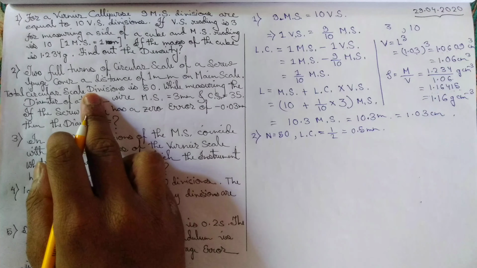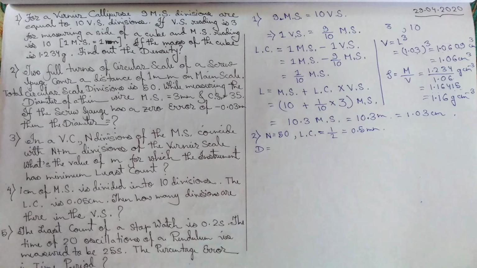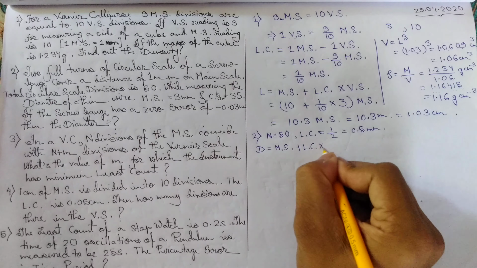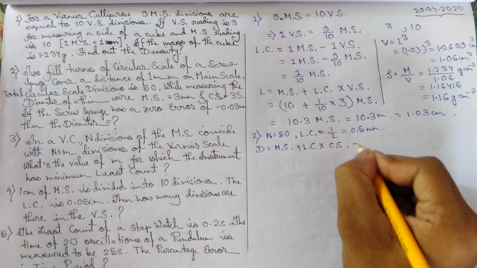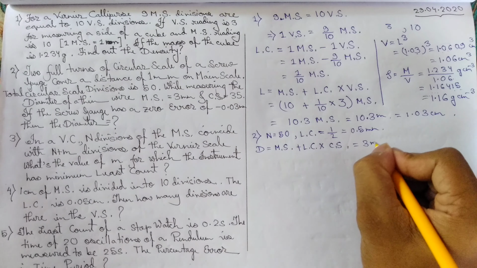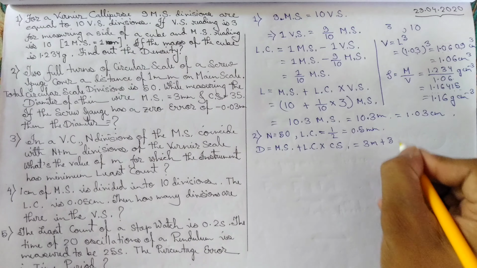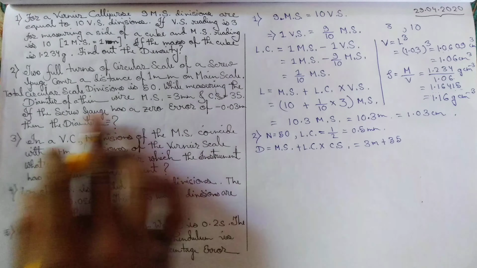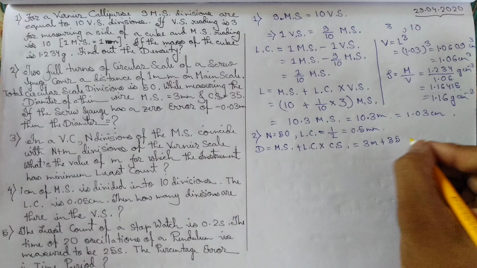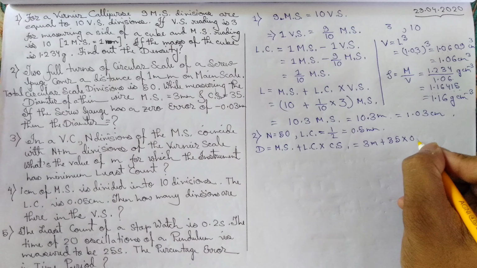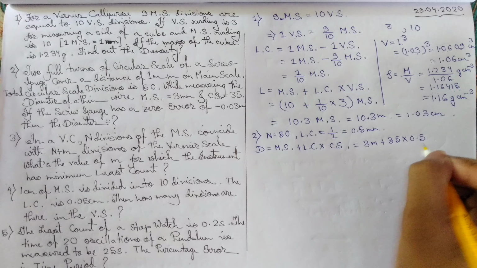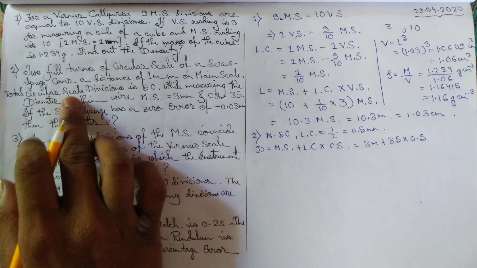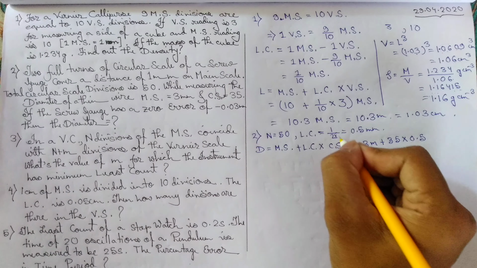So the diameter will be the main scale reading plus least count times the circular scale reading. The main scale reading is already given, 3 millimeter, plus the circular scale reading is 35, and the least count is 0.5 millimeter. Total circular scale division is 50. Okay, wait. So 2 turns means 2 into 50.